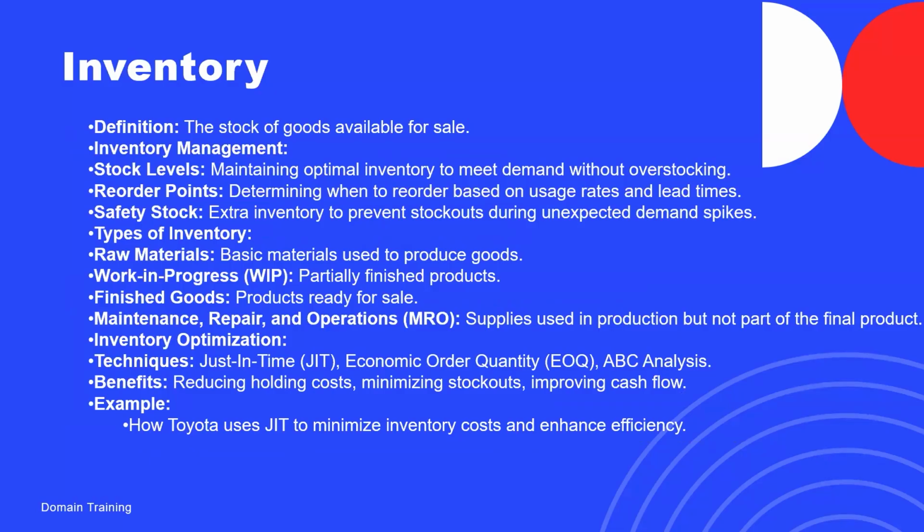That is known as the inventory. So let's see inventory management, stock levels. Maintaining optimal inventory to meet the demand without overstocking. That comes under stock levels, reorder points, determining when to reorder based on the usage rates and the lead times. Reorder points is like if there's only 20 or 25% of products left. So it's a point for reordering.